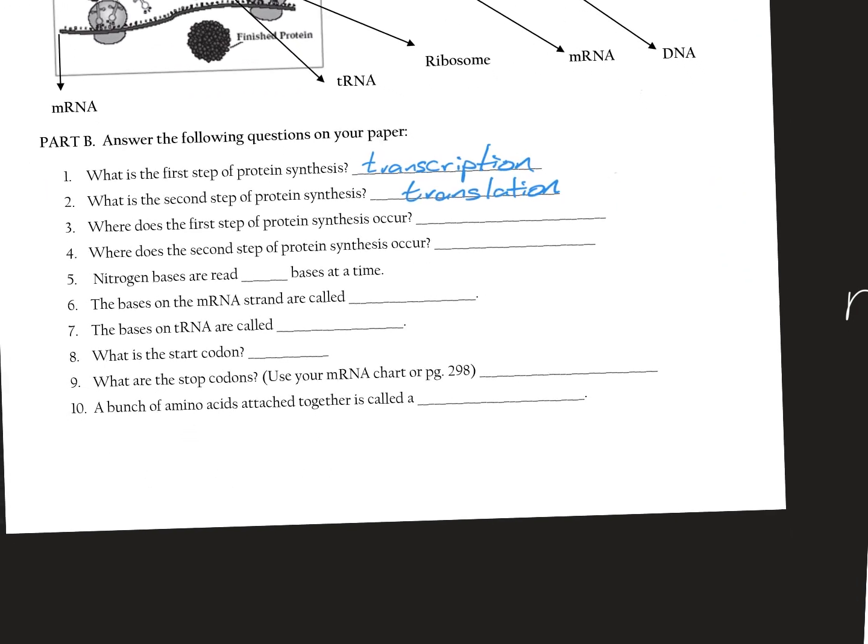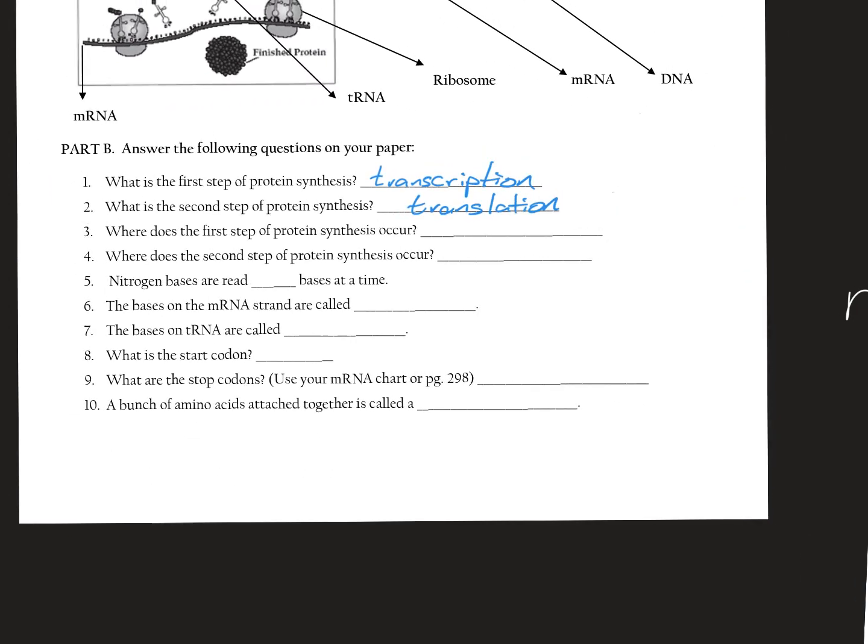All right. Where does the first step of protein synthesis occur? Anybody? In the nucleus, right? Excellent. All right. Where does the second step occur? In the cytoplasm is fine.